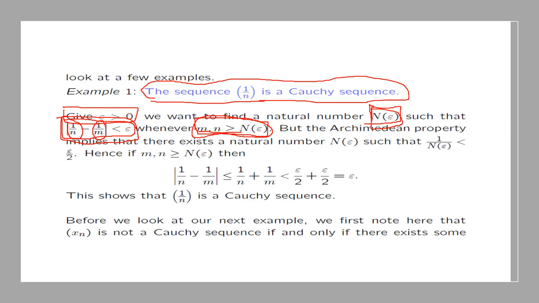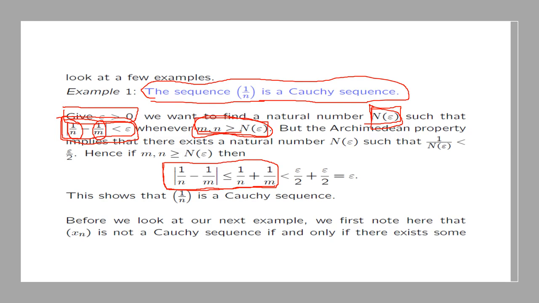Now, here we use the triangle inequality. So write down the distance between 1 over n and 1 over m; using the triangle inequality, that is less than or equal to 1 over n plus 1 over m. This inequality comes from the triangle inequality.